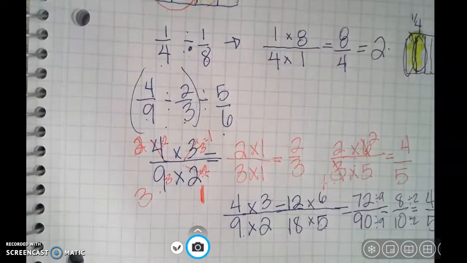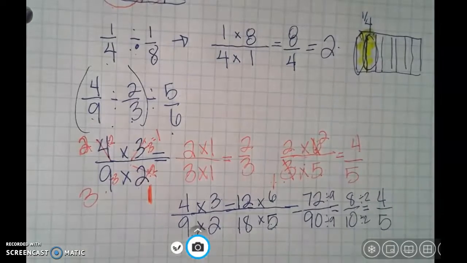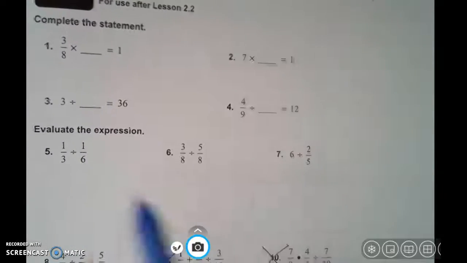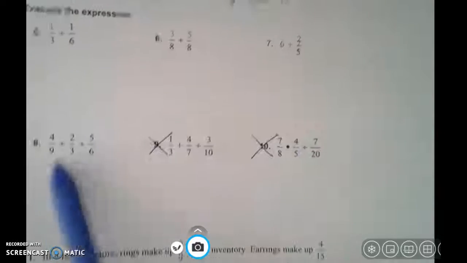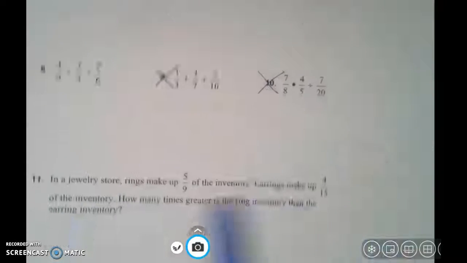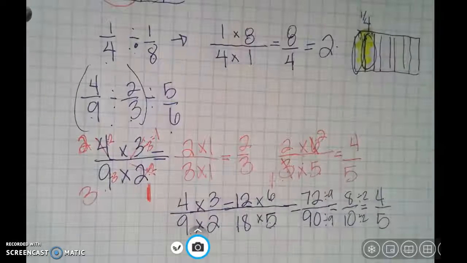So that's a lot, and on your paper today, your homework today, your classwork today, you need to do all of these problems except for 9 and 10. And then I want you to think about 11 and see if you can do it, and we'll talk about it in class on Monday when we come back.